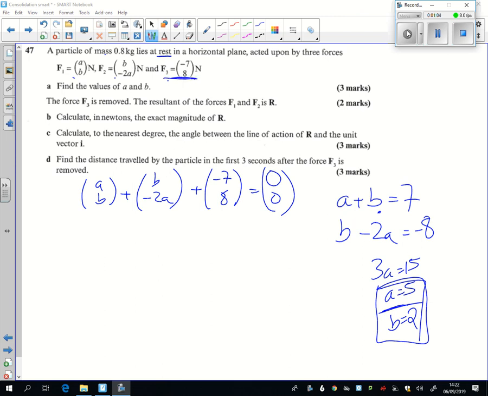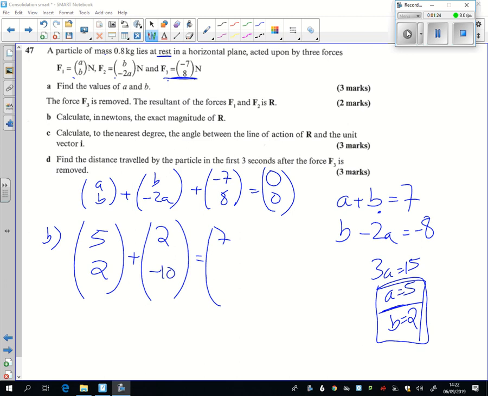But now this force is being removed, and it will start actually moving now, won't it? So for part B, we've got a and b, we've discovered what that is already, that was 5 and 2. And here I've got 2 and now minus 10. And so the resultant force of these is 7 and what's that? That's minus 8, isn't it?